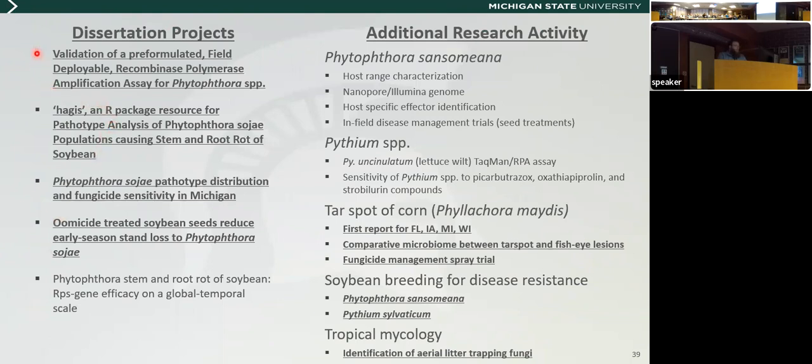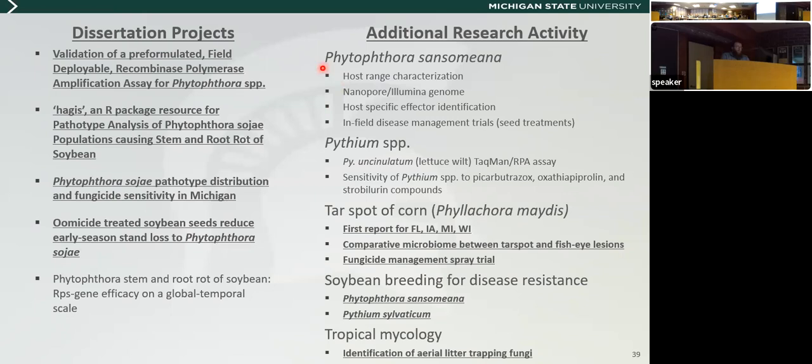So that was my stuff that I was going to talk on. I also just wanted to show everybody what I've been up to since I've been gone. My dissertation projects were primarily around resistance gene efficacy, fungicide sensitivity, and molecular diagnostics for oomycetes.